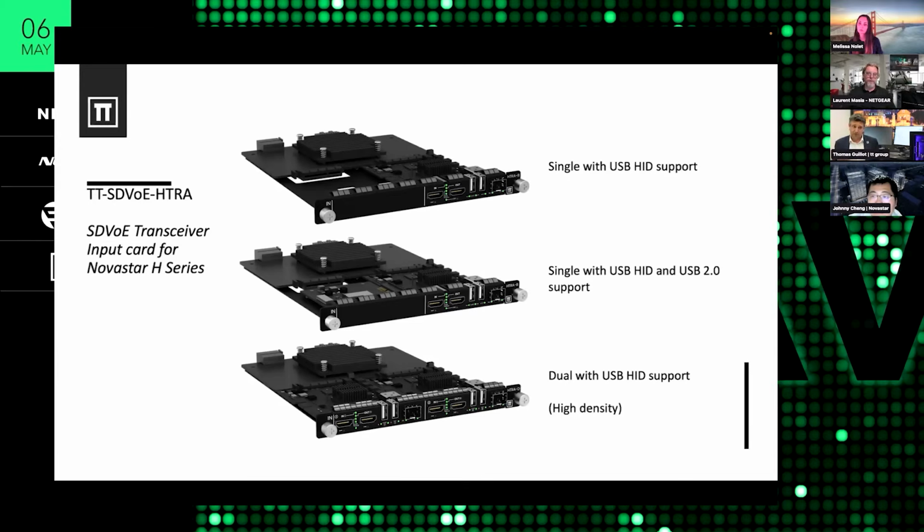So the last one is really for high density, because for example, the bigger controller of the range of the H series, the H20, has 40 input slots. That means you can fit 80 transceivers. That means in total you have 80 encoders and 80 decoders potentially. So that's 160 endpoints, if you like.